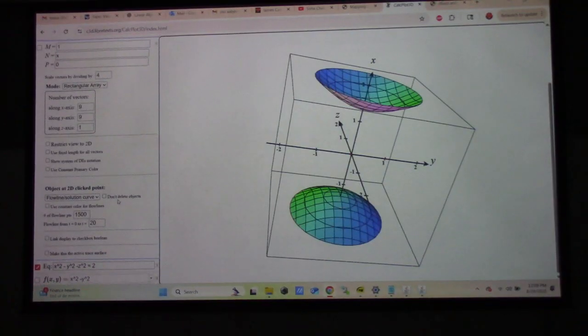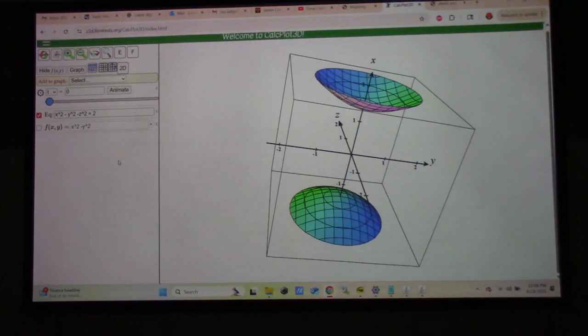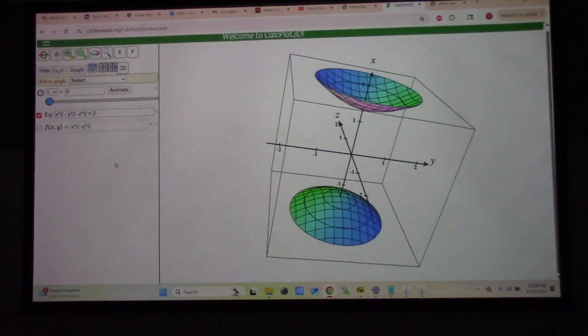But what is handy is the other thing that's going on here. If I can get rid of this. If you go to the drop-down menu there's different things you can add. So you can graph a surface, you can graph a graph, you can graph a point if you want. So at the moment, I'm looking at a level surface. The equation that we're plotting is x squared minus y squared minus z squared equals 2. This is a hyperboloid of 2 sheets.